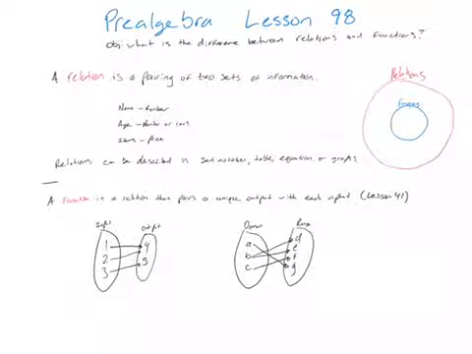So for example, here's an example of a function. Here's some inputs, here's some outputs. Notice this input, 1, always goes to 4, 2 always goes to 4, and 3 always goes to 5. So this is a function. Whereas this one is not a function because A always goes to G and C always goes to F. However, B sometimes goes to D and sometimes goes to E. So this is not a function, however this is a relation.